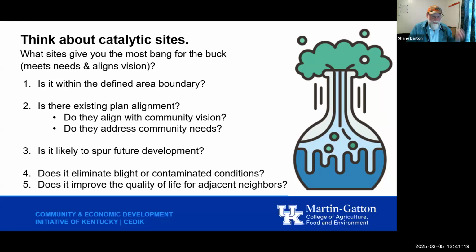So again, really think about those catalytic sites as you start to investigate redevelopment priorities, in particular as you're discerning whether or not they are brownfields via an assessment, a phase one or a phase two, or vacant or blighted buildings that may need some other type of resource or investigation.